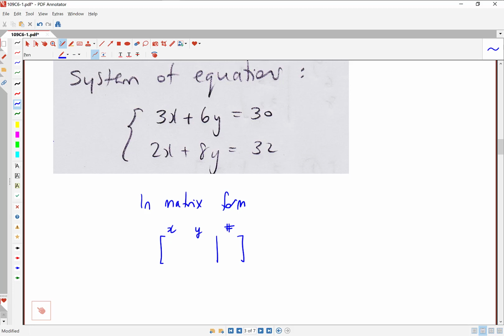So the top equation here, 3x plus 6y equals 30, if we put that into matrix form, we're just going to pull out the coefficients. So we're going to write 3, 6, and then 30. For the bottom equation here, doing a similar kind of thing, just pull out the coefficients, 2, 8, and 32. So writing the system in matrix form, it's much more concise, a lot less writing required, and this is going to lead us to an efficient way of solving the system of equations.